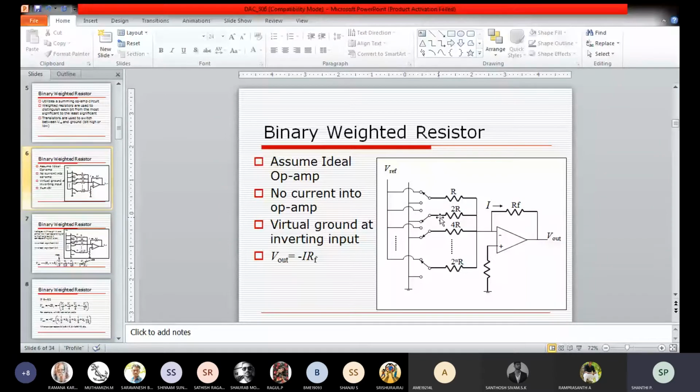Next, 2R resistor connected to the 0. So what reason? Here 0 potential only, no input to the 2R. Next 4R, the toggling switch also touches the ground signal. So we are getting 0 input to the 4R. Binary network 1 0 0, similarly. And 2 power n into R, connected at the V reference signal.